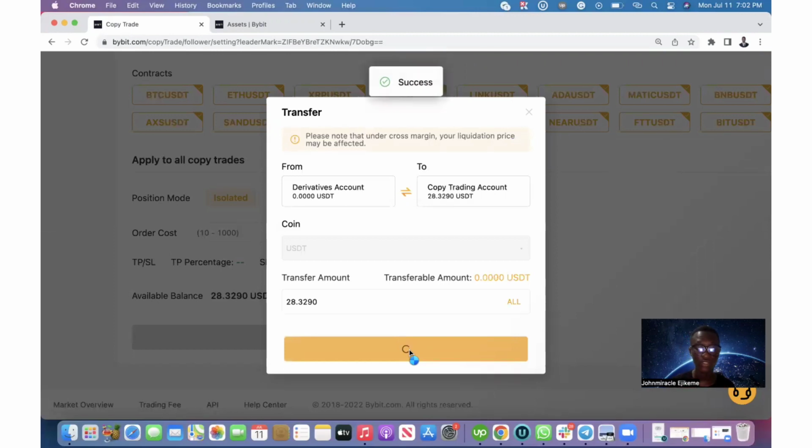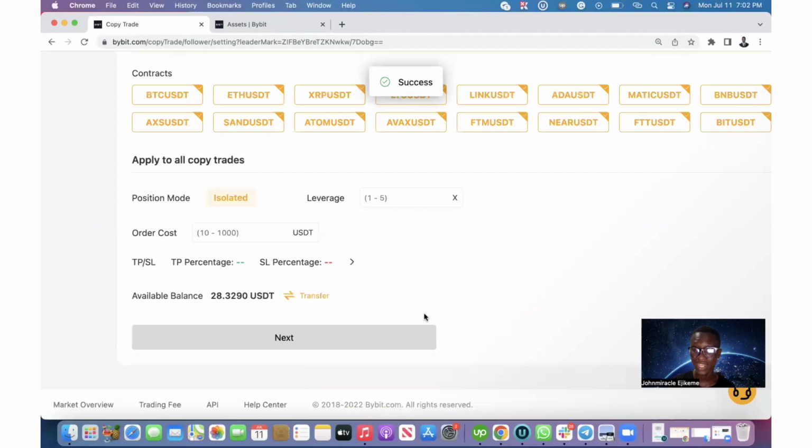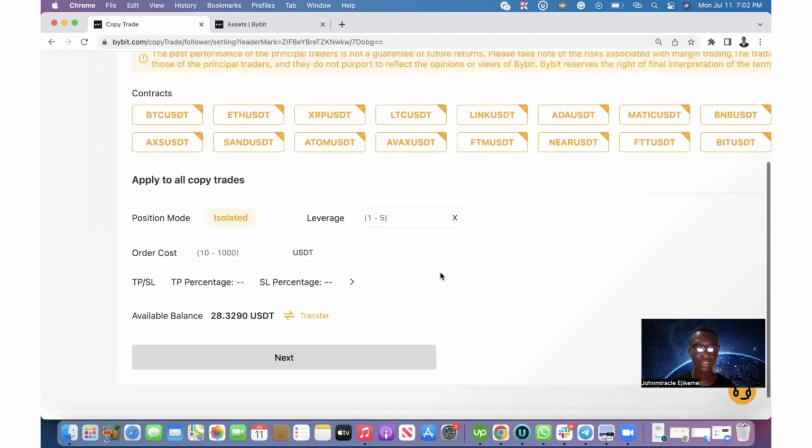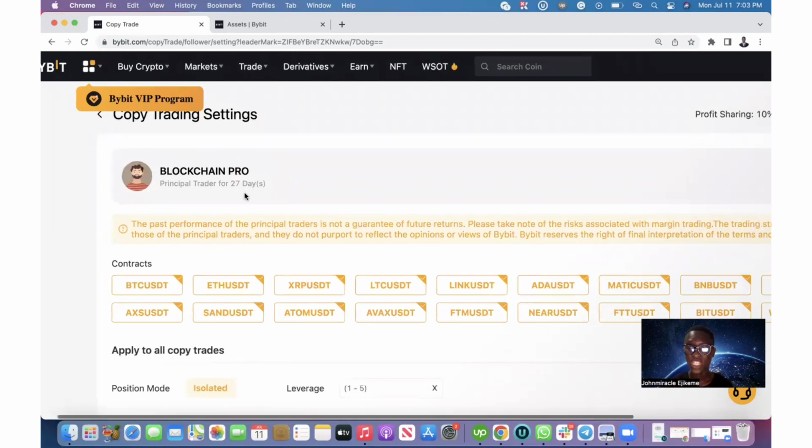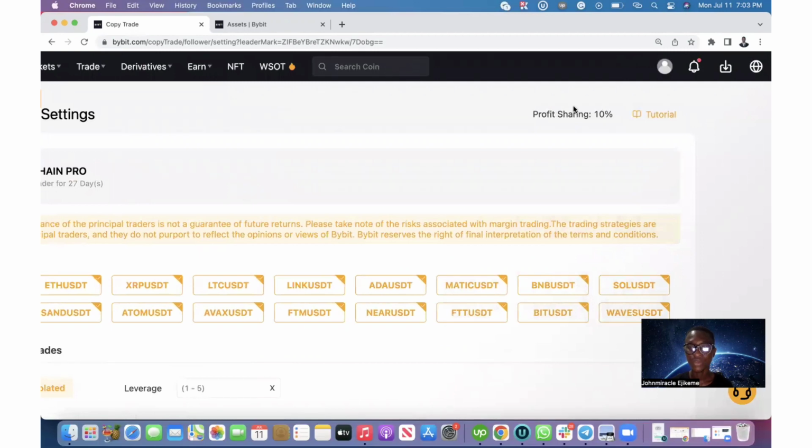So now that I've successfully transferred the money from my derivative account to my copy trading account, that's now shown in my copy trading account. So now this is the contract. This is Blockchain Pro, and he's been a principal trader for 27 days, and he has a 100% win rate. And he's sharing 10%.